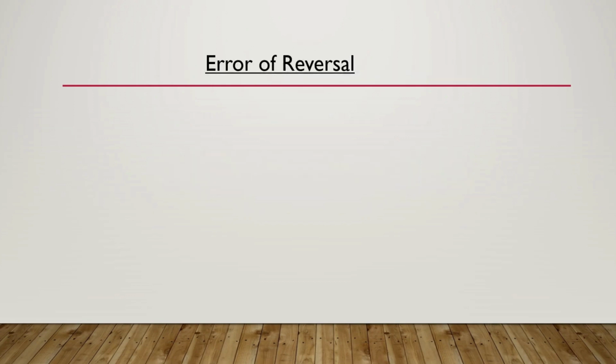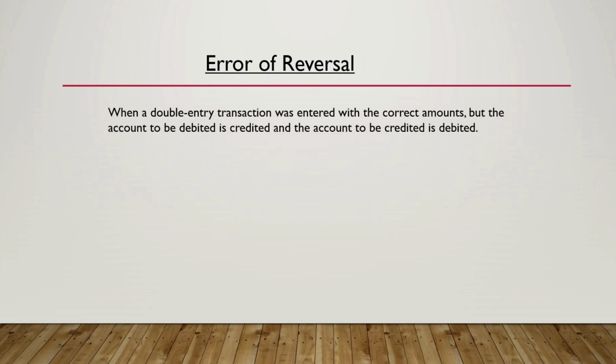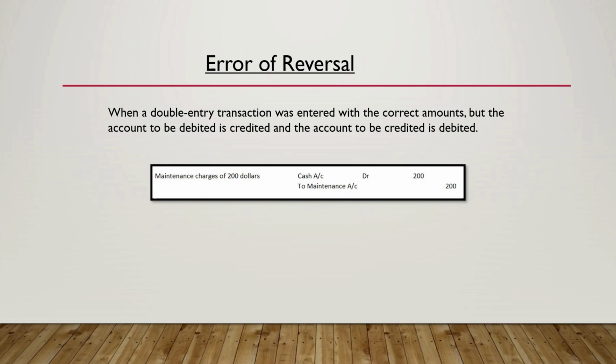Third one, error of reversal. When a double entry transaction gets entered with the correct amount, but the account to be debited is credited and the account to be credited is debited. Basically, the opposite happens. So let's take the same example again, maintenance charge of $200. Here, maintenance charge being an expense account should have been debited, but instead of that, cash account got debited and maintenance account got credited. Since the entry is balanced, the trial balance also gets balanced. You do not get to see the impact of this entry in your trial balance.